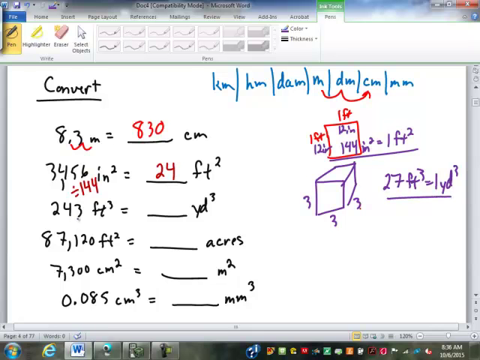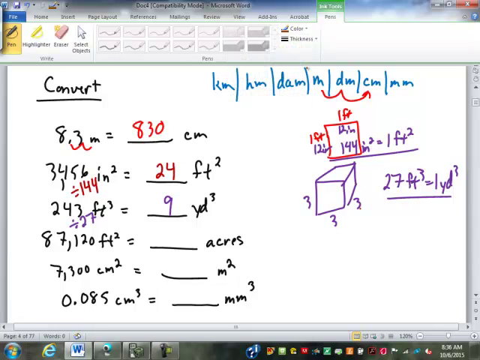So this is divided or multiplied? Divided. We're going from a small unit to a large unit. The unit's getting larger, so the number has to get smaller. So we're going to divide by 27, which will be 9 cubic yards.